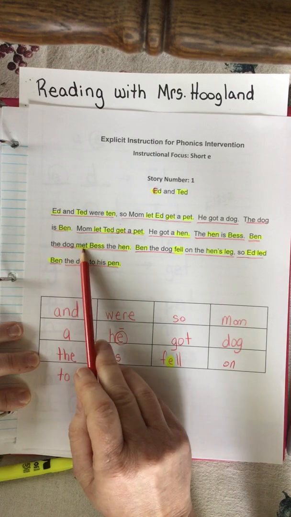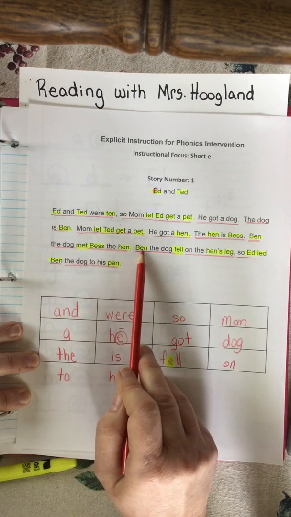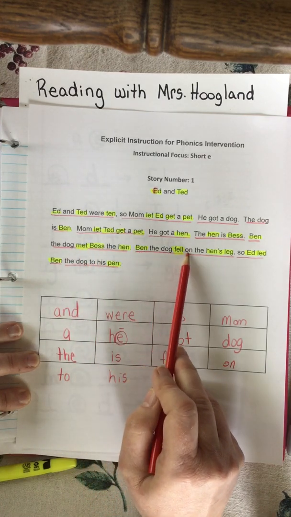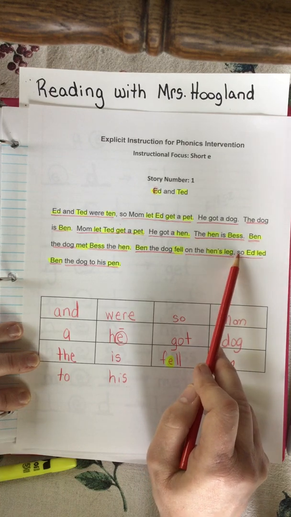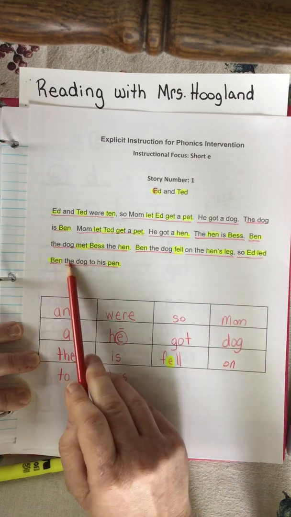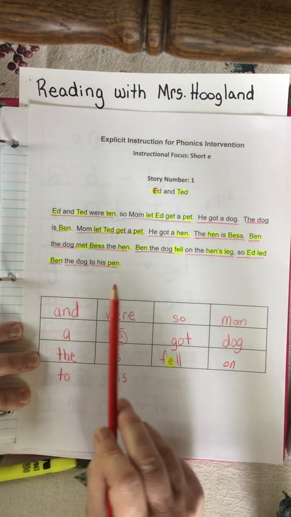Ben the dog met Bess the hen. Ben the dog fell on the hen's leg. So Ed led Ben the dog to his pen.